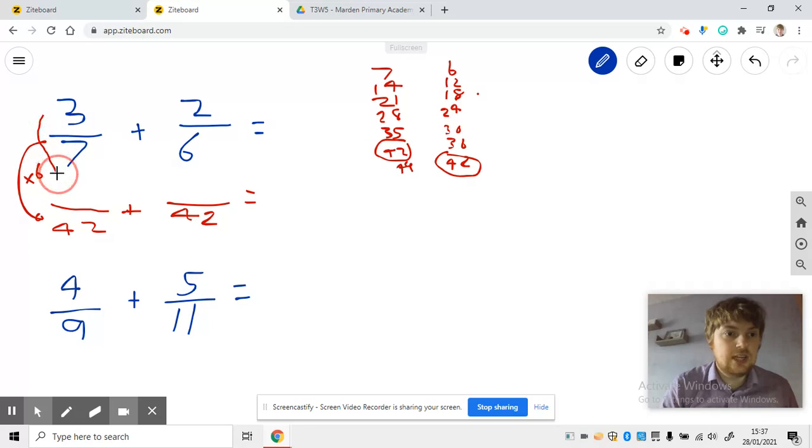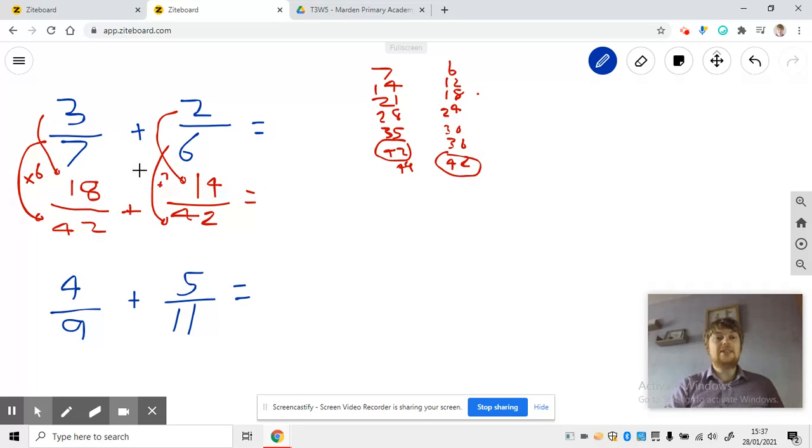So we do the same to our numerator. So 3 multiplied by 6 is 18. We then over here established, well, to go from 6 to 42, I've had to multiply by 7. And I therefore have to do the same to my numerator. So 2 multiplied by 7 is 14.